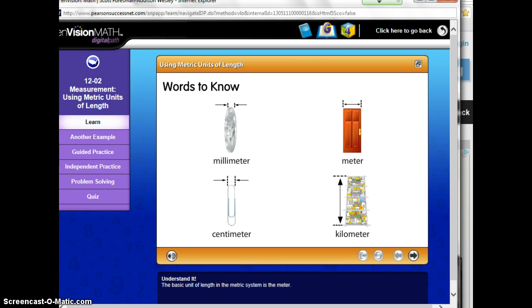Okay, so metric units are comparable, but they're comparable yet not exactly the same. So the words we need to know today are up here, and they all have one thing in common. The word meter. Thank you, Erin.